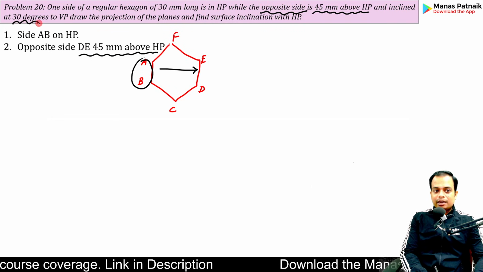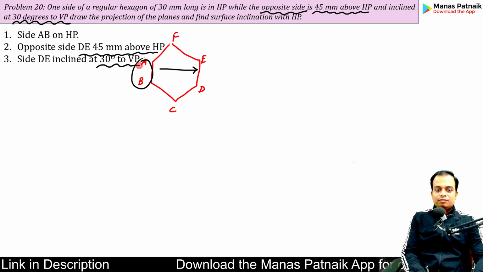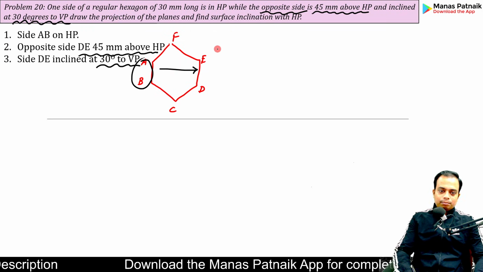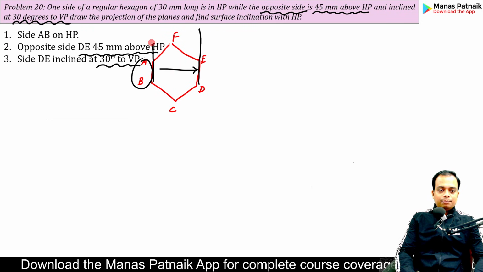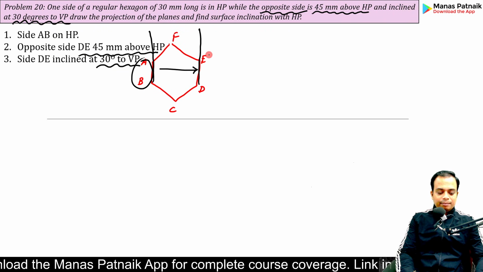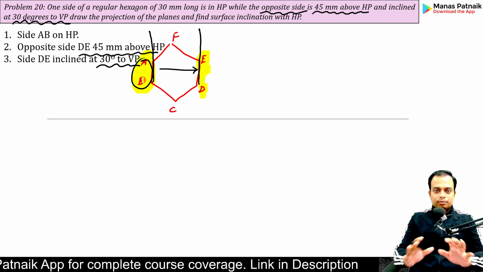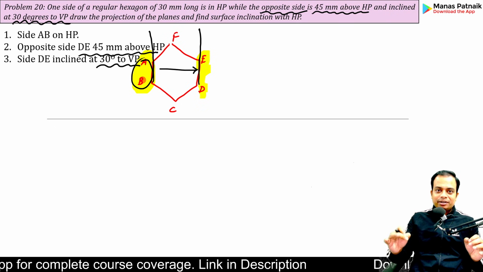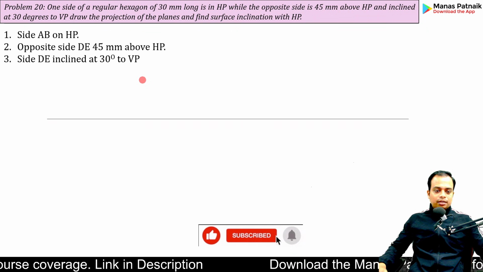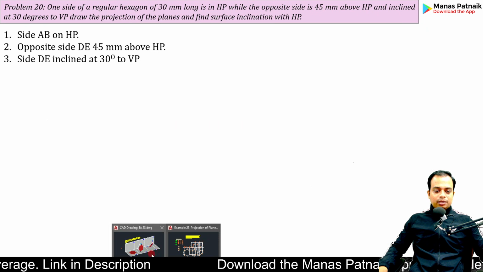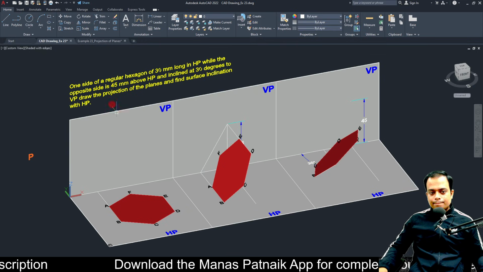Simultaneously, it is making some angle with respect to the VP and makes an angle of 30 degrees with the VP. Okay. So please note one more thing. Here DE and AB, since they are parallel to each other, the angle made by DE with respect to the VP will be equal to the angle made by AB. Okay, I'll also demonstrate this in 3D. You don't have to worry much. Okay, so far so good. Now let's head over to AutoCAD and let me explain you all the details with more clarity.